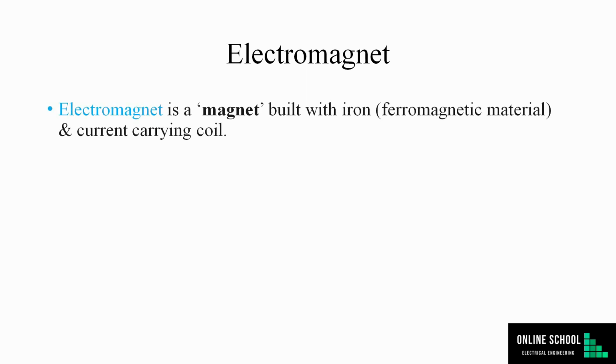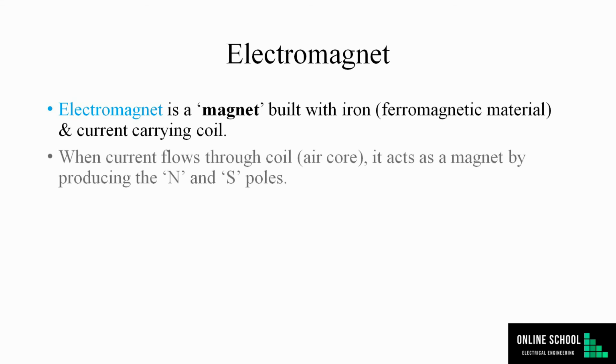Electromagnet. An electromagnet is a magnet built with iron or ferromagnetic material and a current carrying coil. When current flows through the coil, it acts as a magnet by producing an N pole and an S pole.